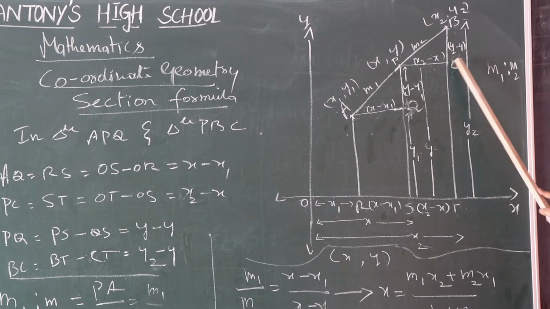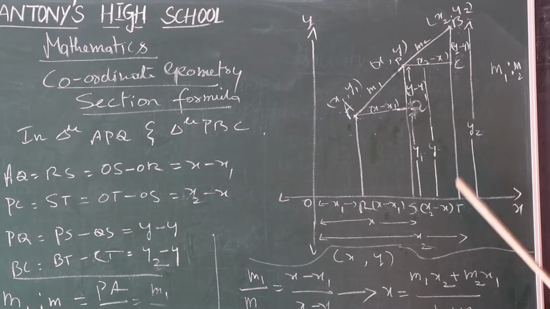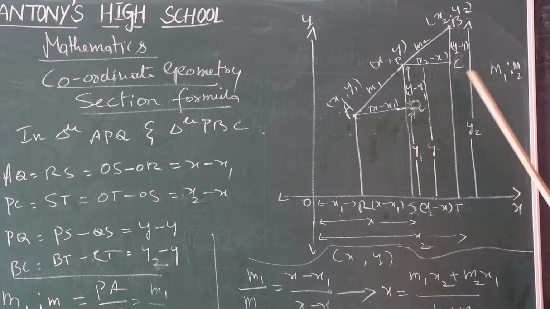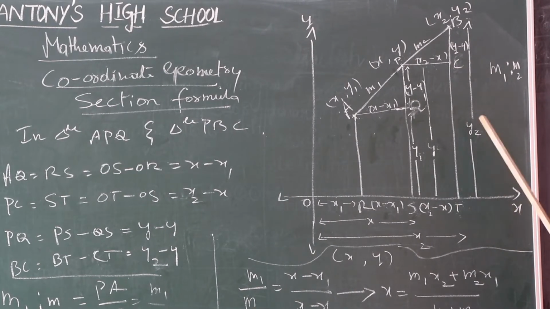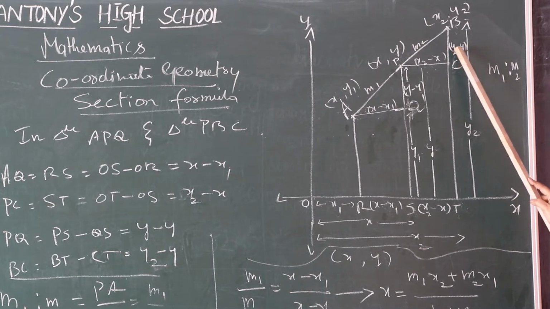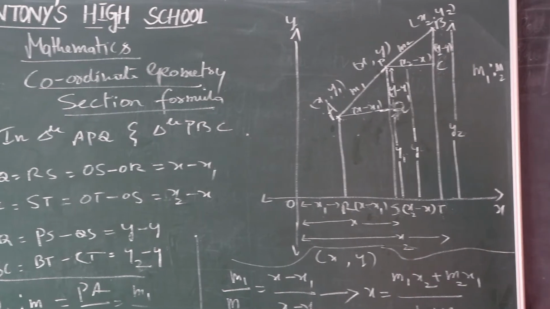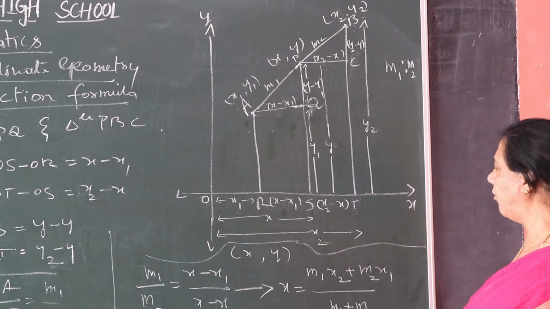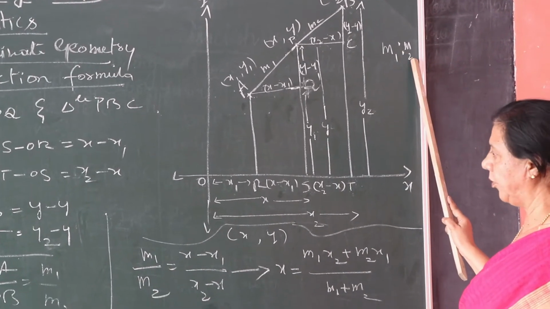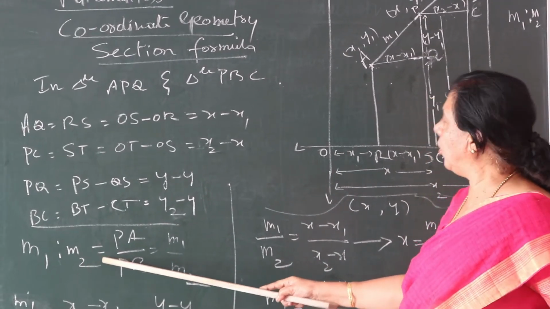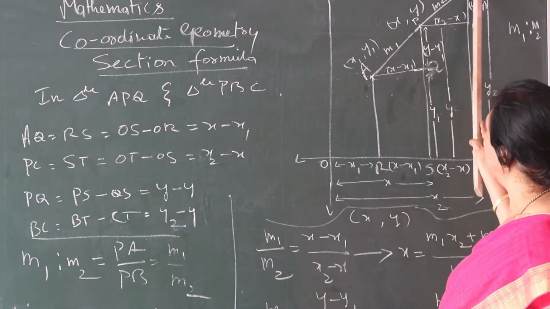BT minus CT. BT is Y2, CT is Y. That is Y2 minus Y. Is it clear, children? Now, it is in the ratio of M1 is to M2. Here, see here. M1 is to M2 is equal to PA by PB.